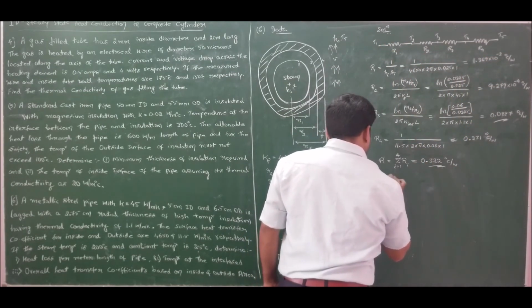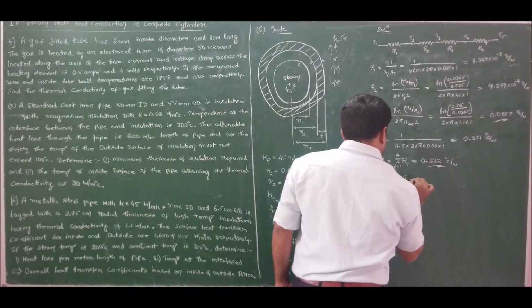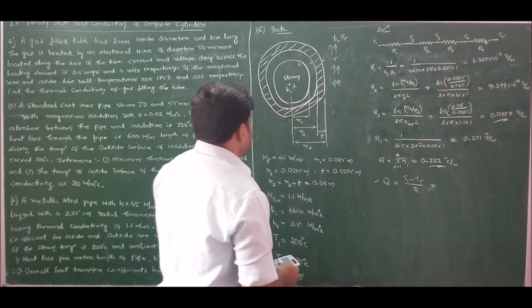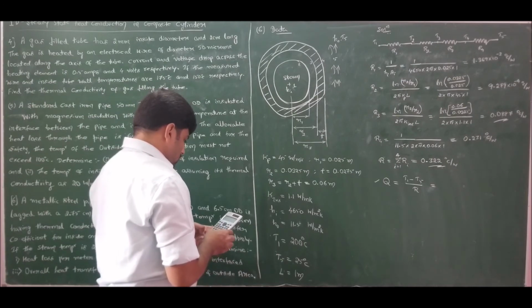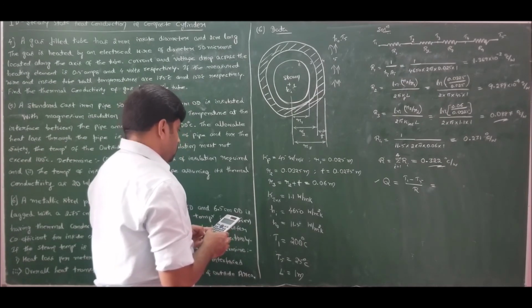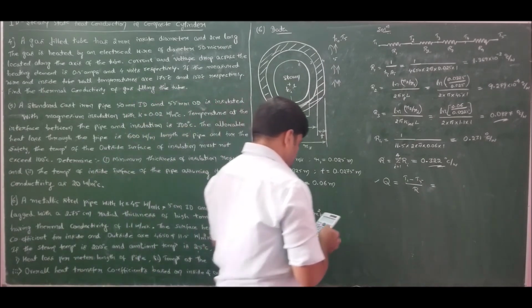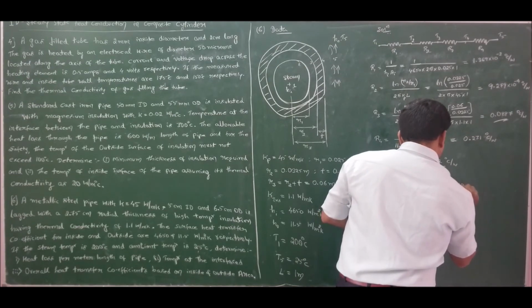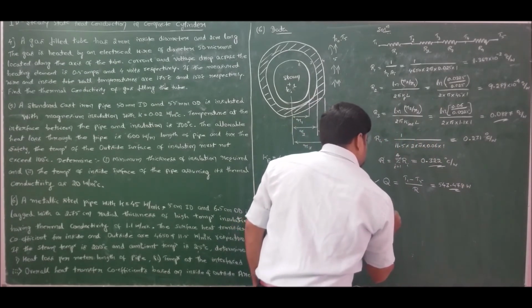So hence the first one, Q per meter length will be delta T by sum of resistance. Delta T is T1 minus T5 by R, which is turning out to be T1 is 200 minus T5 is 25 divided by R is 0.322, which is nothing but 543.478 watts.